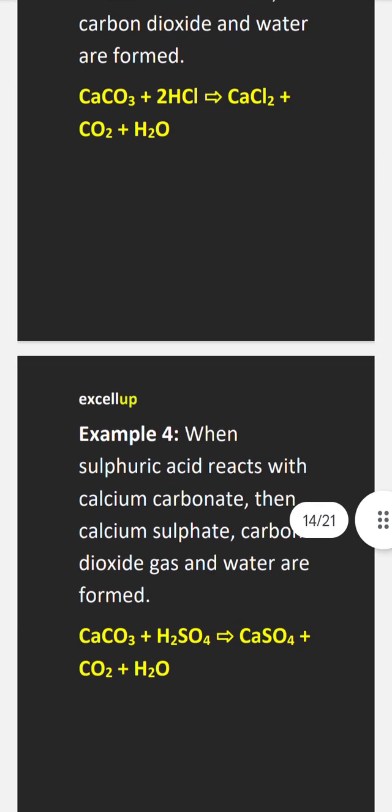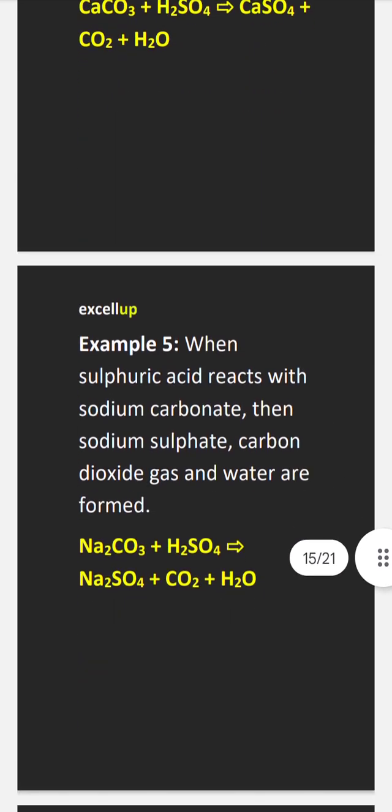Now, sulfuric acid is involved. So, in case of sulfuric acid, sulfate salt forms. When sulfuric acid reacts with calcium carbonate, then calcium sulfate, carbon dioxide and water are formed. The equation is CaCO3 plus H2SO4 is equal to CaSO4 plus CO2 plus H2O.